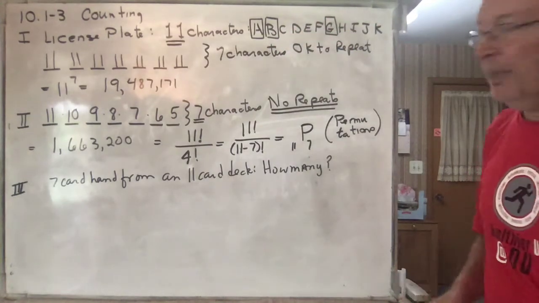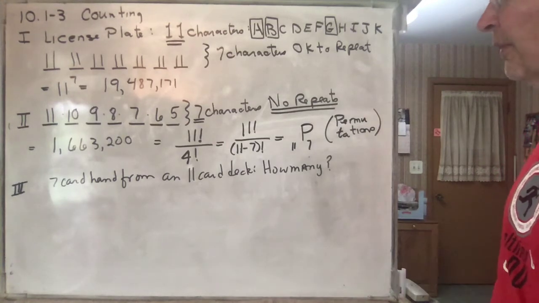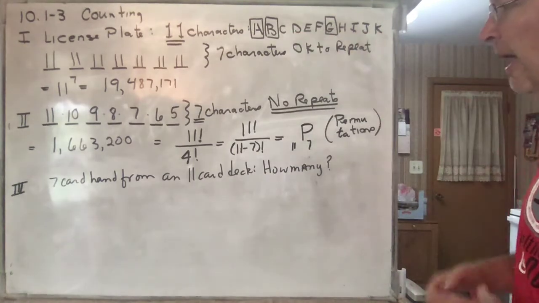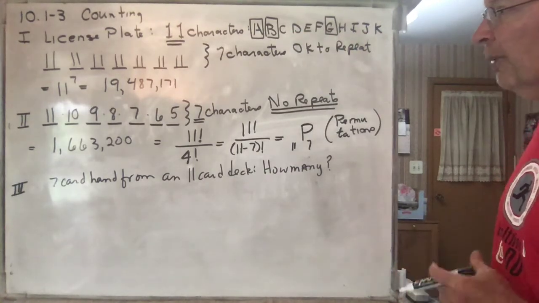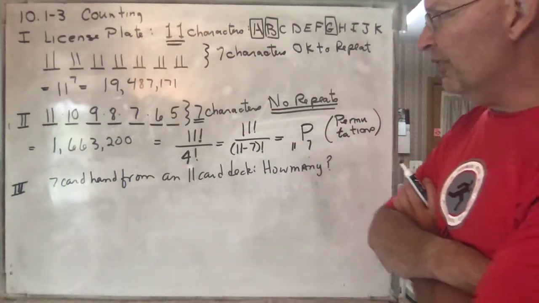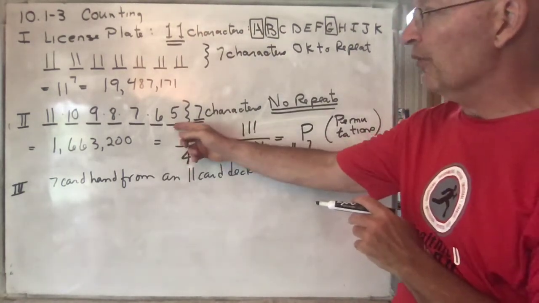And shuffle them all up, and I draw 7 of them. And the question is, now I have 7 of these 11. How many different hands are possible? So here's the key question. How does this question differ from the previous one?